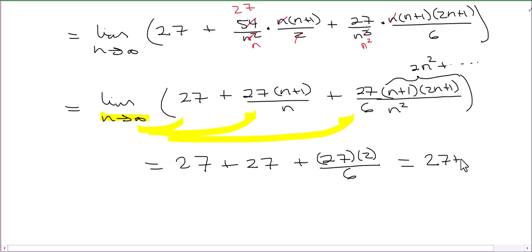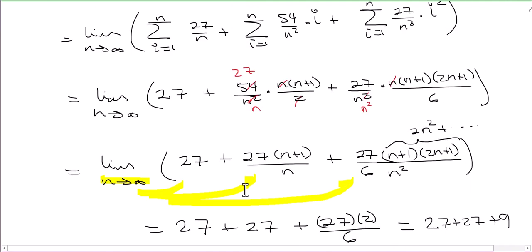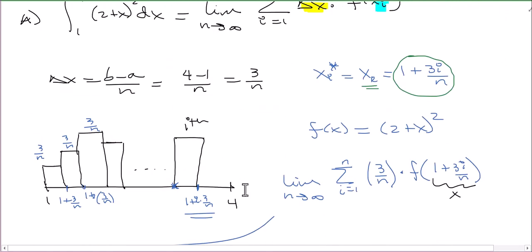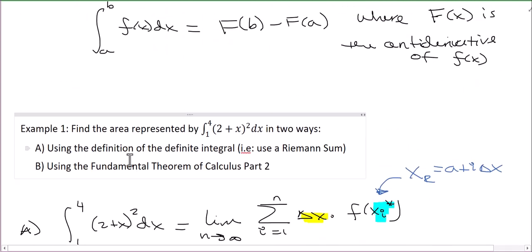I get 27 plus 27 plus 9, which is 63. So that will be the area. Phew! So that was part 1. So that was just doing the integral using the definition of the definite integral.